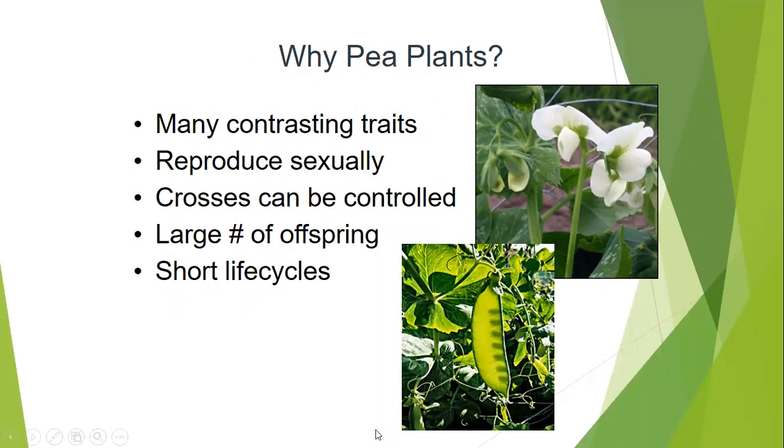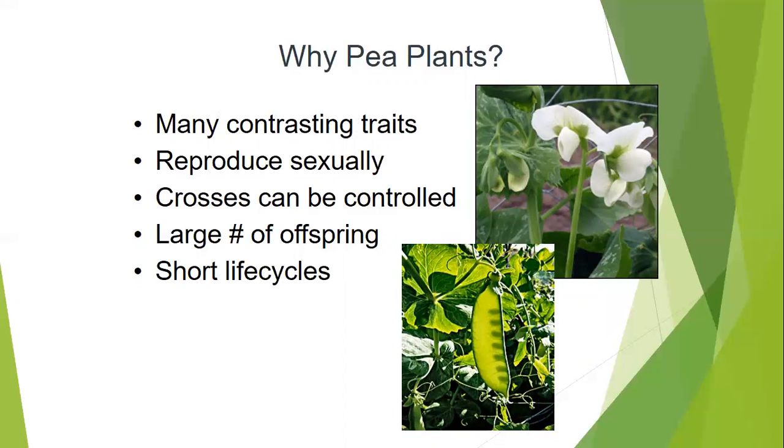Why did Gregor Mendel choose pea plants? There's a lot of reasons for this. Each pea plant has the possibility for many different traits. So by raising a single plant, he could study many different aspects of the same plant.